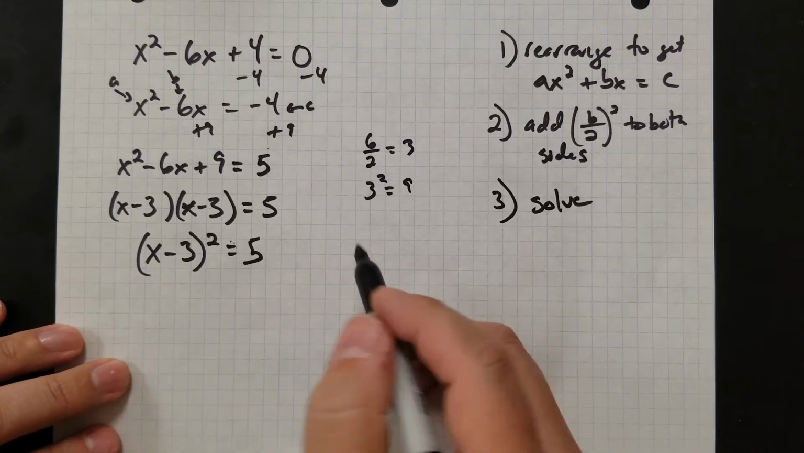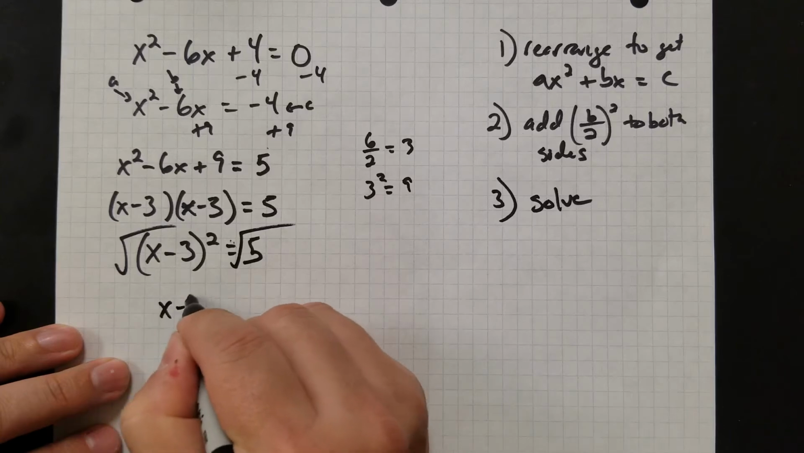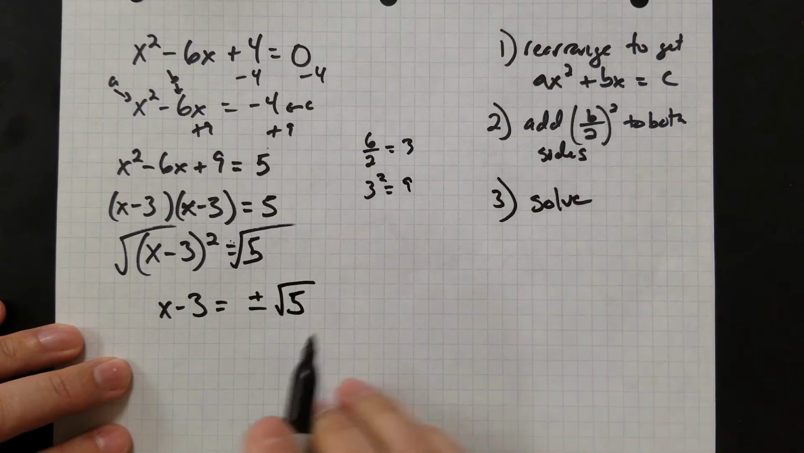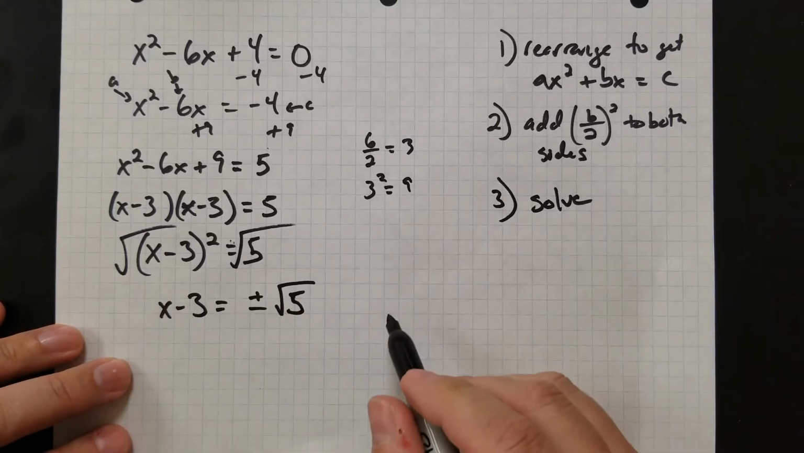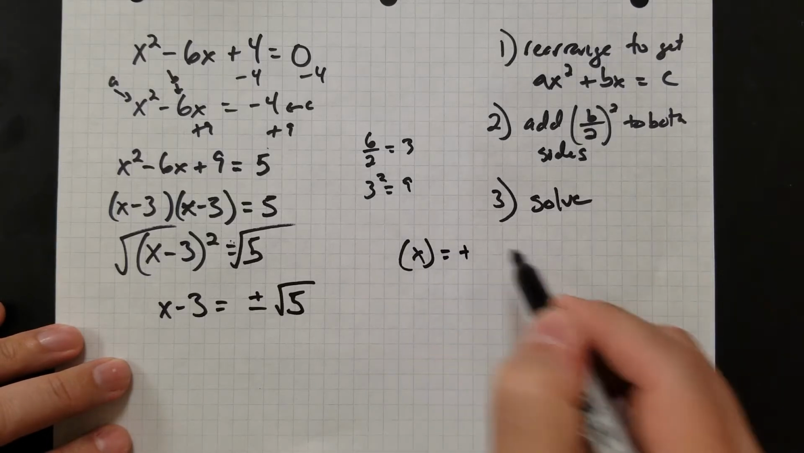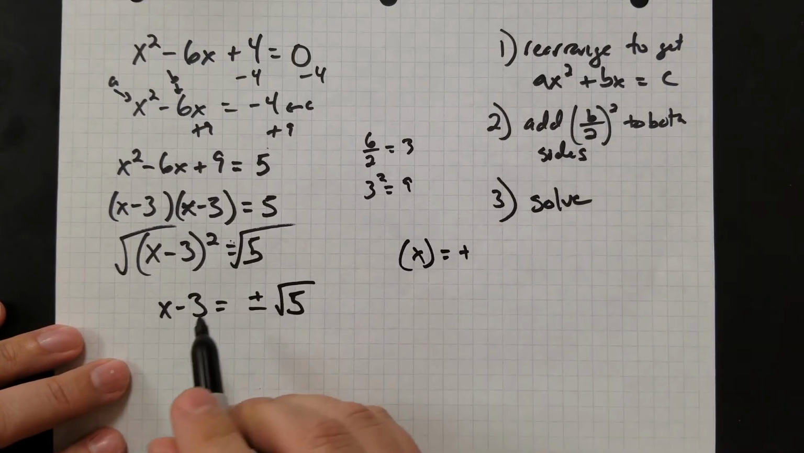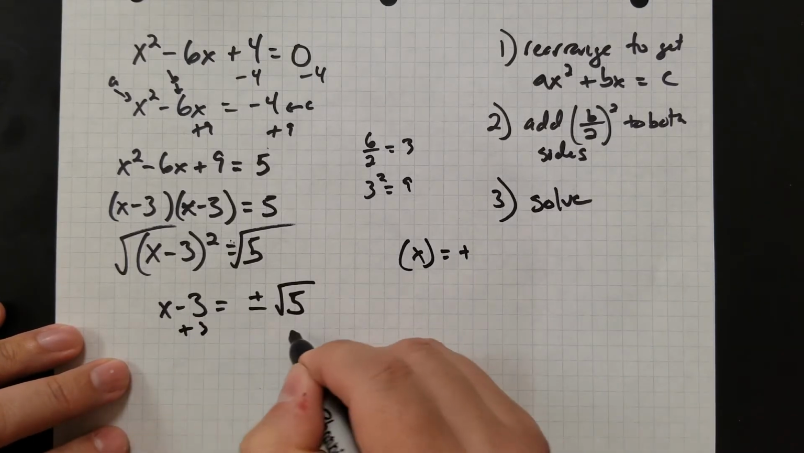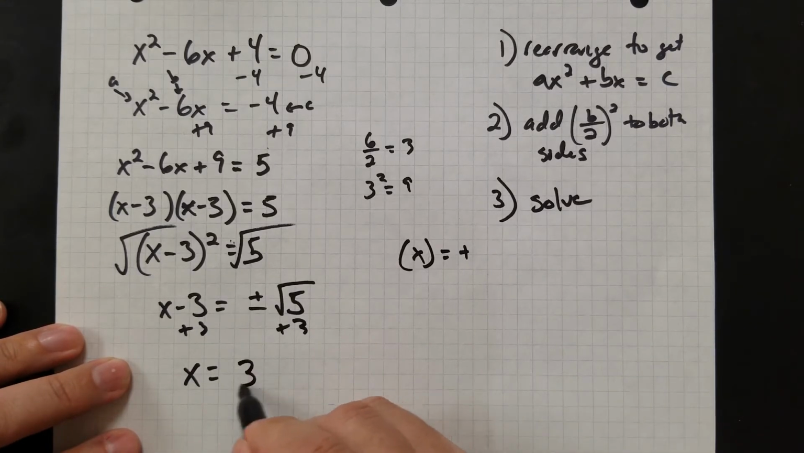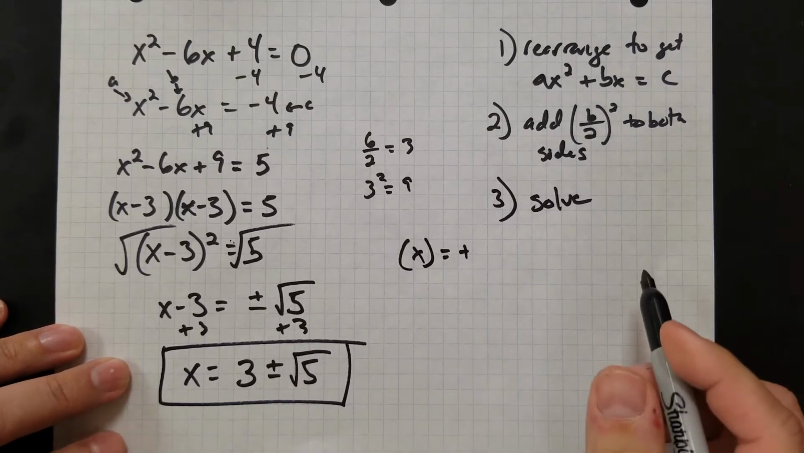Now I just need to get x by itself. Let's square root both sides to get rid of the square. Now I have x minus 3 equals plus or minus root 5. Remember, it has to be plus or minus, because if I square a number, it could be positive or negative and still give me a positive number. So I put plus or minus. Now add 3 to both sides, and I have x equals 3 plus or minus root 5. That's my answer for this one.